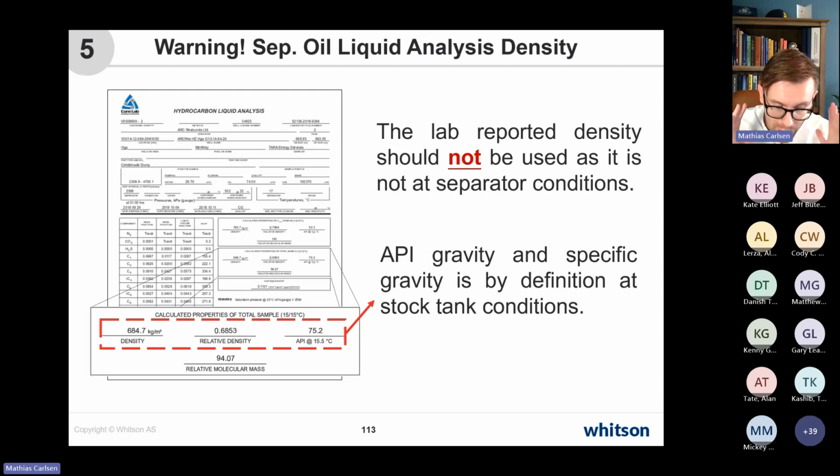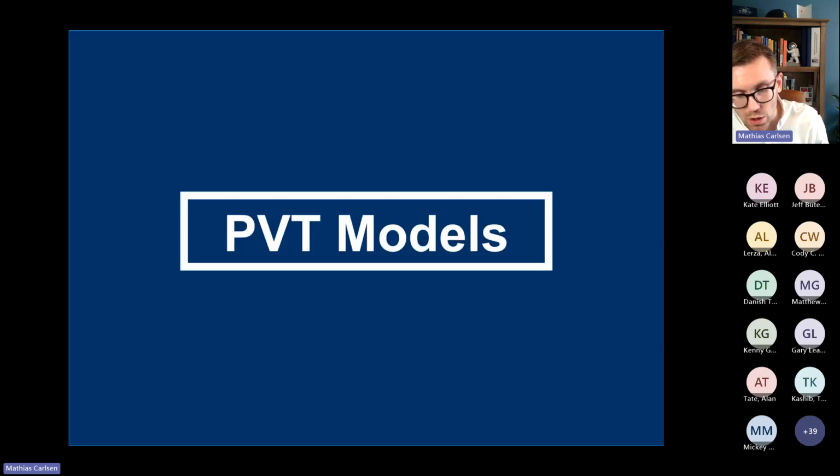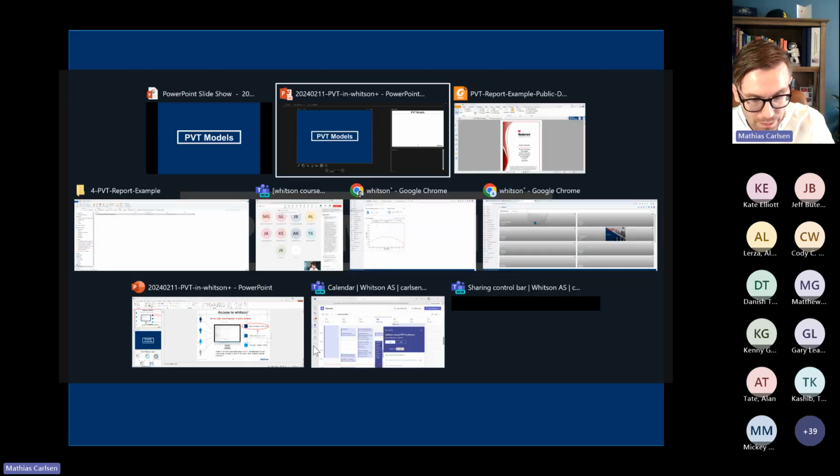So just make sure that you always are aware that the liquid API gravity is a stock tank condition type of metric. And the last thing to emphasize is that we never put a PVT report into any simulator or any exercise. It always has to go through the step of a model, whether that's a correlation table or an equation of state. And that's what we're going to talk about next.